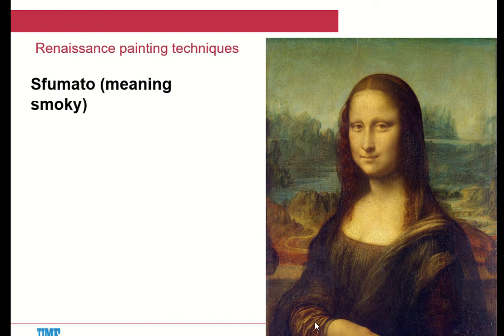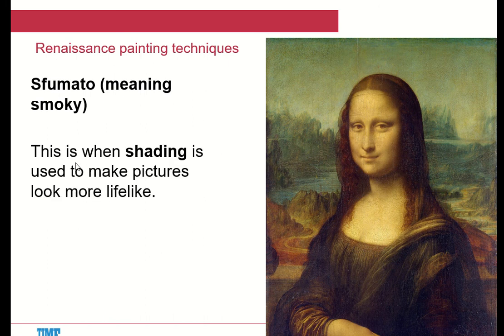Then again, guys, look at all the small little details in the gown that she is wearing. Look at the shading used to show the little grooves in her gown, and down around here as well. So there's incredible shading used in this painting. So sfumato is when shading is used to make pictures look more lifelike. This was used on the Mona Lisa.